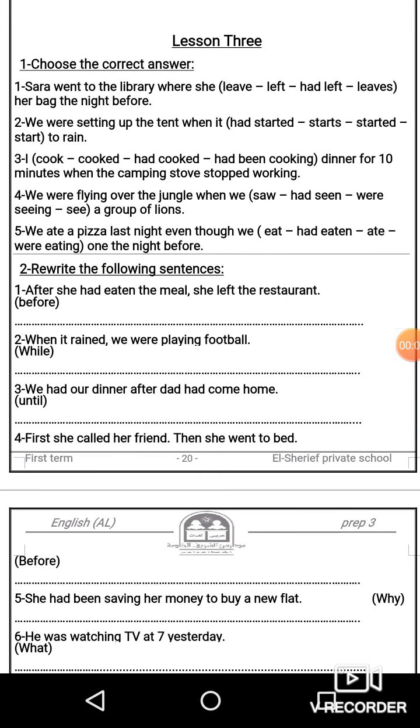Welcome back, my dear students. Now let's see lesson 3. Number 1. Choose the correct answer.